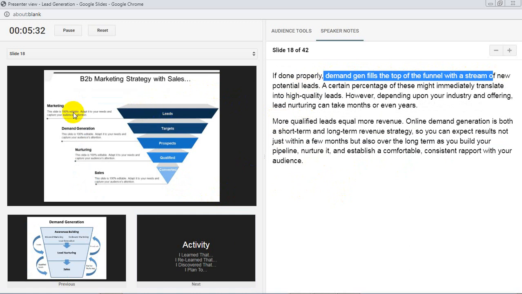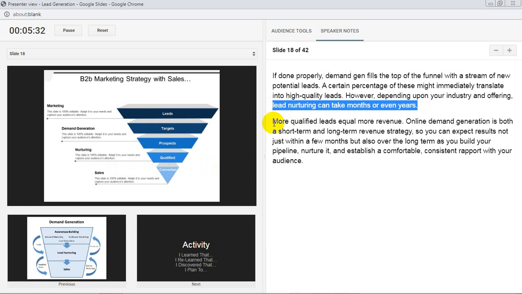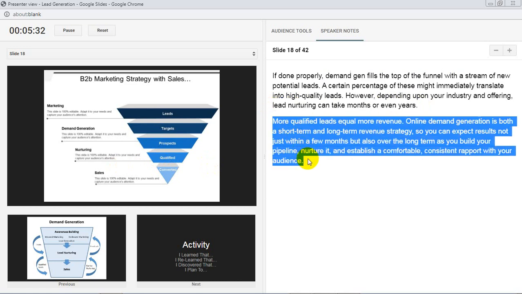If done properly, demand generation fills the top of the funnel with a stream of new potential leads. A certain percentage of these might immediately translate into high-quality leads. However, depending upon your industry and offering, lead nurturing can take months or even years. More qualified leads equal more revenue.